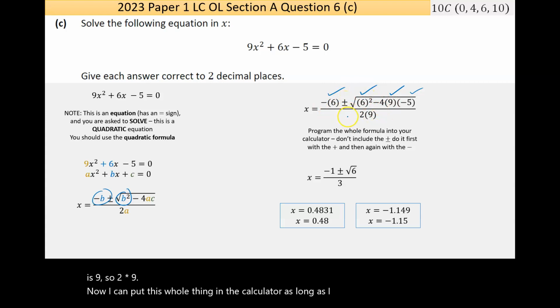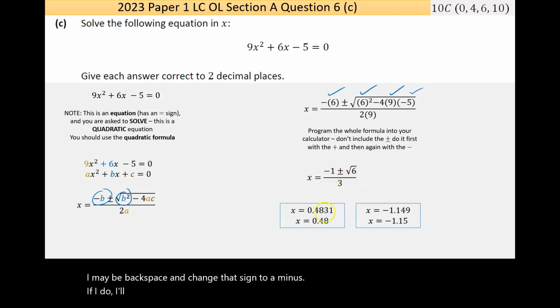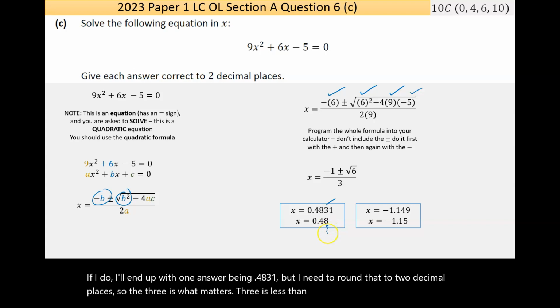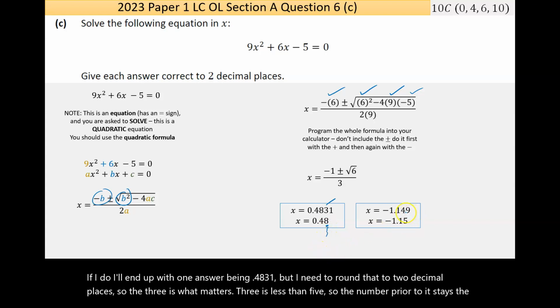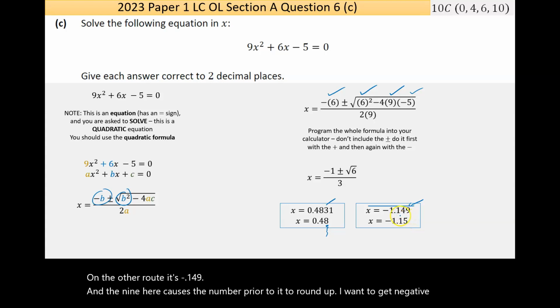Now I can put this whole thing in the calculator, as long as I put it in as a plus, and then maybe backspace and change that sign to a minus. If I do, I'll end up with one answer being 0.4831, but I need to round that to 2 decimal places. So the 3 is what matters. 3 is less than 5, so the number prior to it stays the same. On the other root, it's negative 0.149, and the 9 here causes the number prior to it to round up by 1 to get negative 1.15.